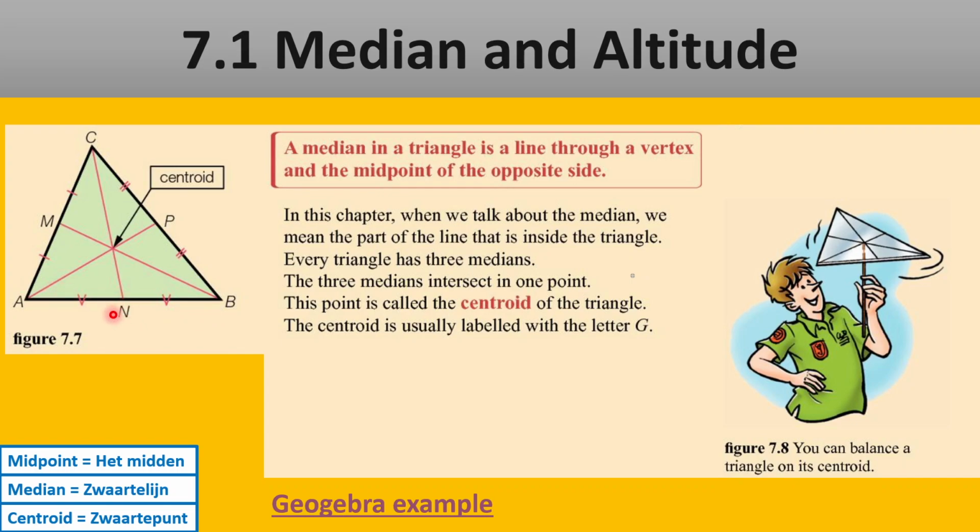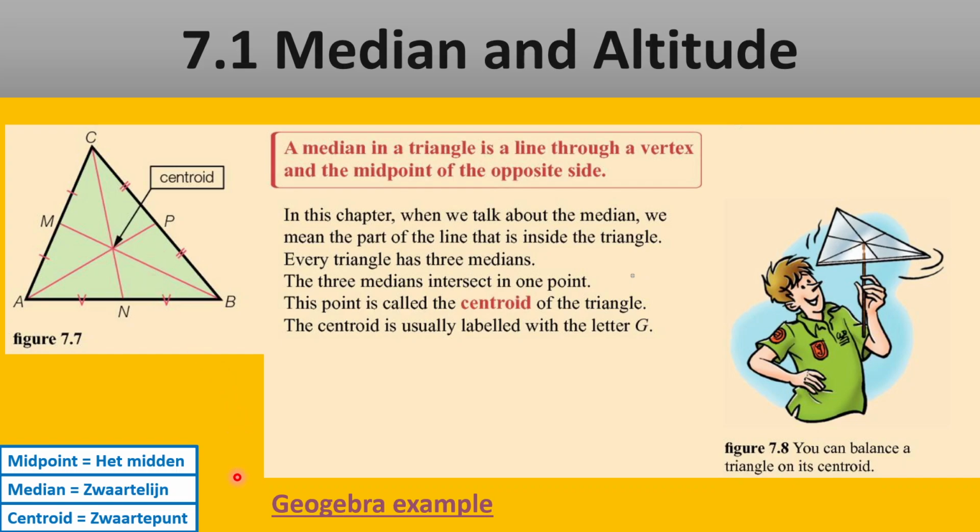So here, point N is here because AN now has the same length as BN. And to label that, we use those symbols right here, the V's. So AN has the same length as BN. And for example, BP has the same length as CP. So here we use 2 different kinds of symbols, and CM and AM the same. You see that the 3 medians intersect in a point, this point right here. And that point is called the centroid of a triangle.